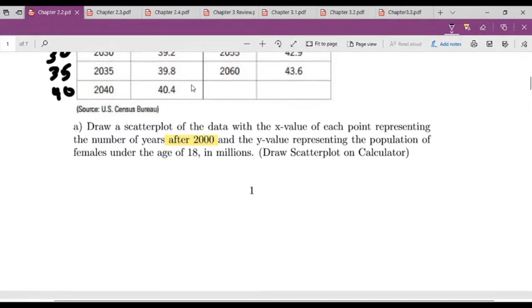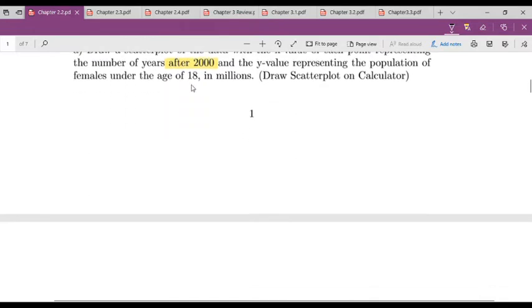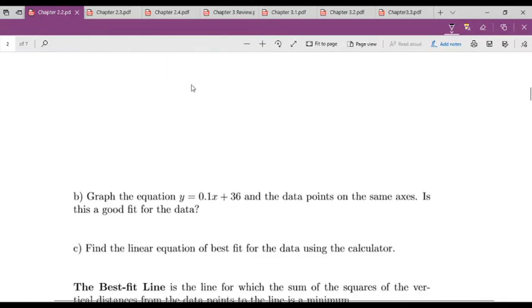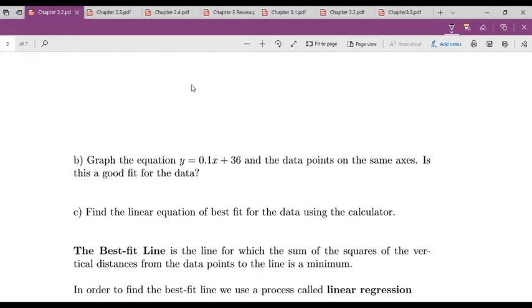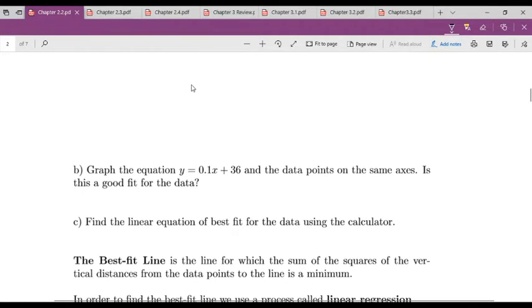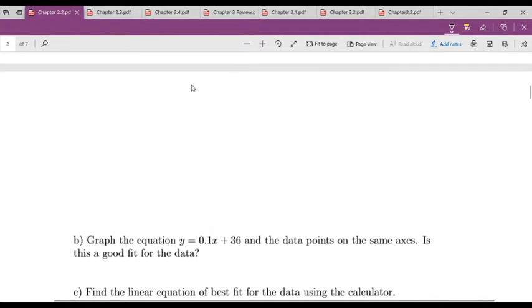Okay, so we can draw the scatter plot on the calculator. I'll go ahead and read through part B. B says graph the equation, and it gives you an equation to graph. And C says find the linear equation of best fit for the data using the calculator. So I'm going to do all three of these while we're looking at the calculator.